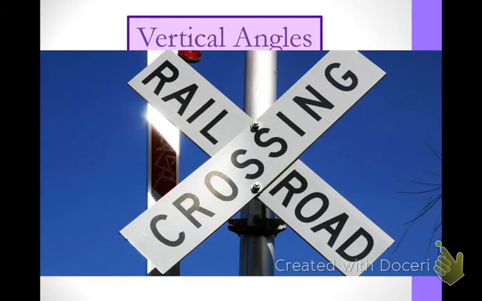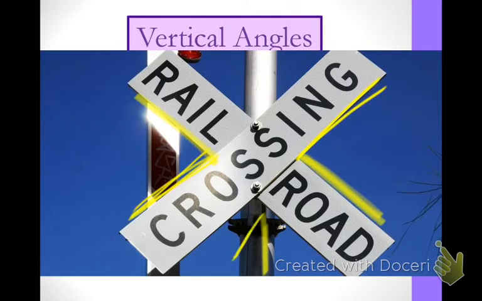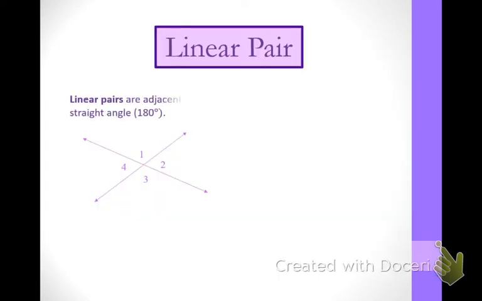Before we move on, the vertical angles you'll see in real life, you've seen railroad crossings. Look at this perfectly straight piece of metal, straight lines that come together. They form angles. The angles across from each other, can you see the highlighted? This angle and this angle are vertical, okay, and then this angle and the top angle would be vertical as well, okay? The last one is a linear pair.